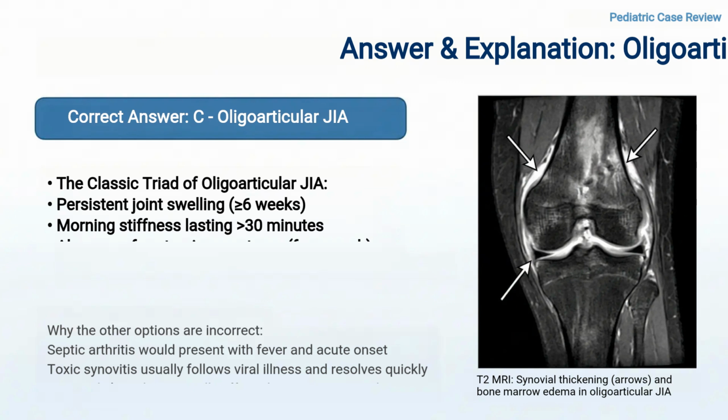This case demonstrates the classic triad of this subtype: persistent joint swelling lasting 6 weeks or more, morning stiffness lasting more than 30 minutes that improves with activity, and absence of systemic symptoms such as fever or rash. Septic arthritis would present with fever and acute onset requiring urgent surgical drainage. Toxic synovitis usually follows a viral illness and resolves quickly, typically within 2 weeks. Legg-Calvé-Perthes disease typically affects boys aged 4 to 8 years with no morning stiffness and has characteristic changes on imaging. The magnetic resonance imaging shown confirms synovial thickening and bone marrow edema consistent with oligoarticular juvenile idiopathic arthritis.